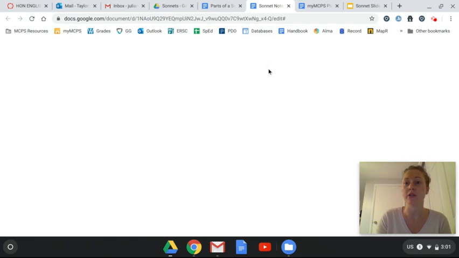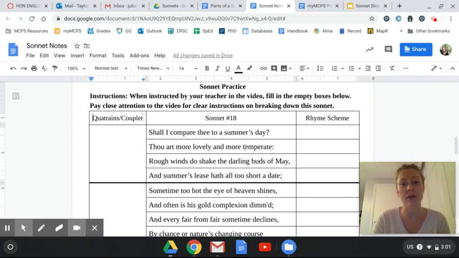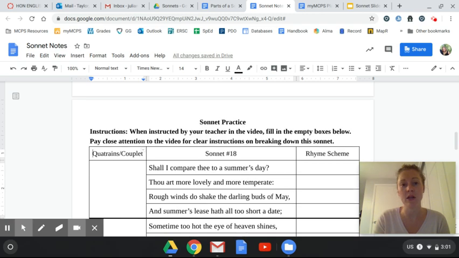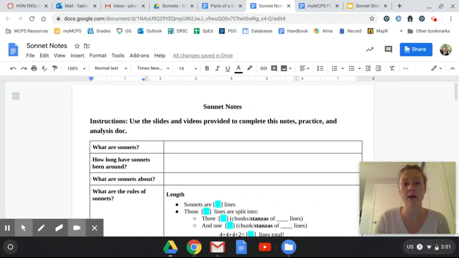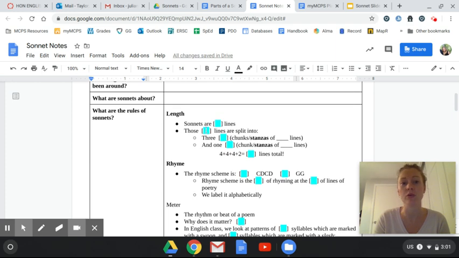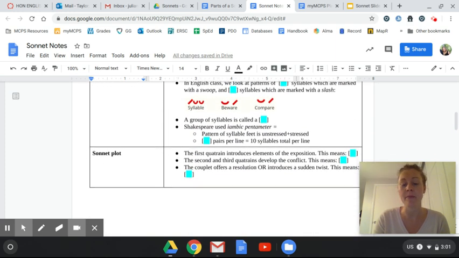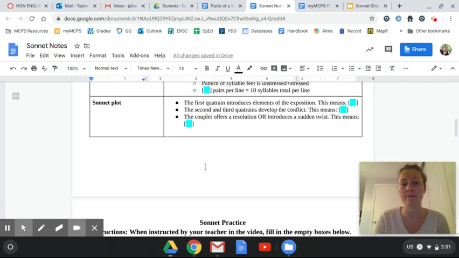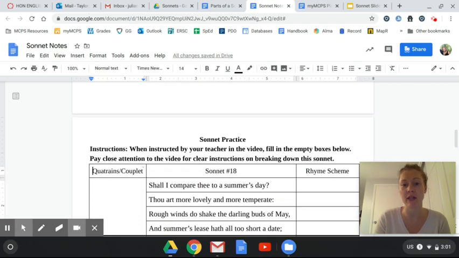So if you are in your Sonnet Notes doc, which you should be, that was in the first part of this assignment. I'm going to be going through this information that's in this section right here, the rules of sonnets. I'm also going to go over sonnet plot. And then the last thing in this video I'm going to talk about is practice.